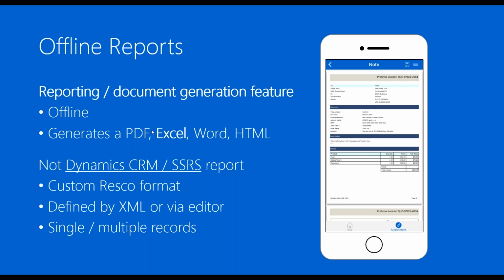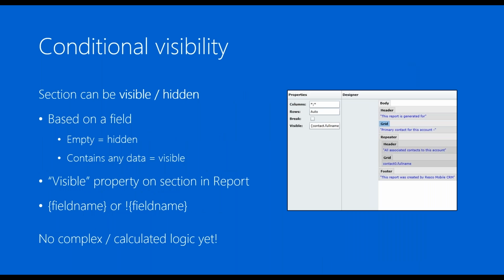It can generate a PDF, or now, which is a new thing in 9.2, Excel file, Word file, or HTML. And what's even better is now you can use conditional visibility. So you define your report, and on the report, some sections you can make visible or you can hide them. It is based on a field, and if this field contains a value, such a section will be hidden, or if it contains some data, such a section can be made visible.